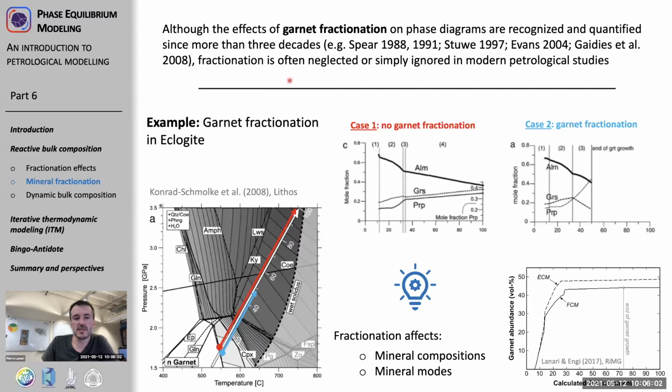I want to show you one example of why it might be important to consider garnet fractionation. This is a very classic example from Matthias Schmidtke. What he did, he considered an eclogite and he modeled the garnet crystallization along a PT path that is shown here in this PT diagram.